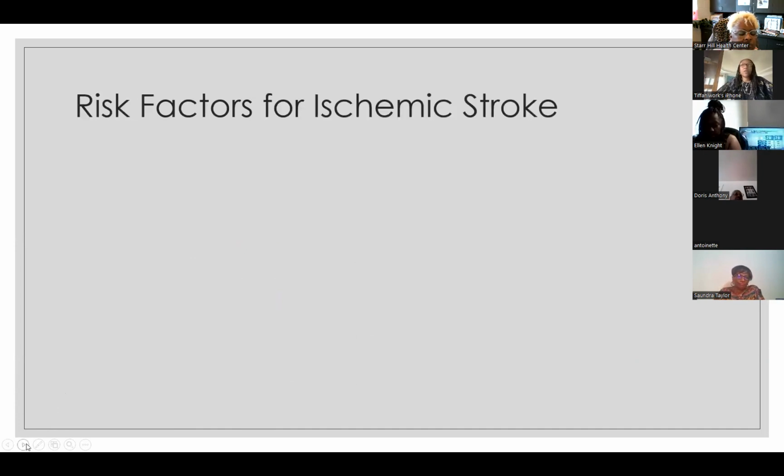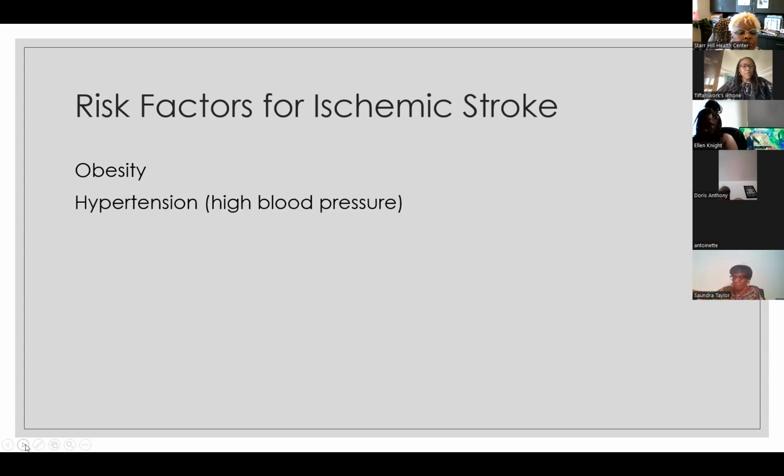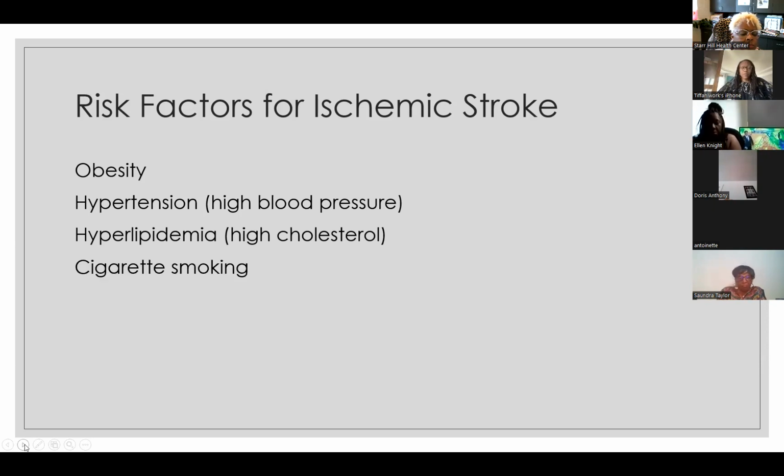So first, we have to know the risk factors if we're going to have any impact on preventing a stroke, and ischemic stroke particularly. Next slide. Obesity, which is technically defined as a BMI over 30, something that you can work with Satur on specifically. Next. Hypertension or high blood pressure is also a risk factor for ischemic stroke. Next. High cholesterol or hyperlipidemia. Next. And smoking, cigarette smoking.